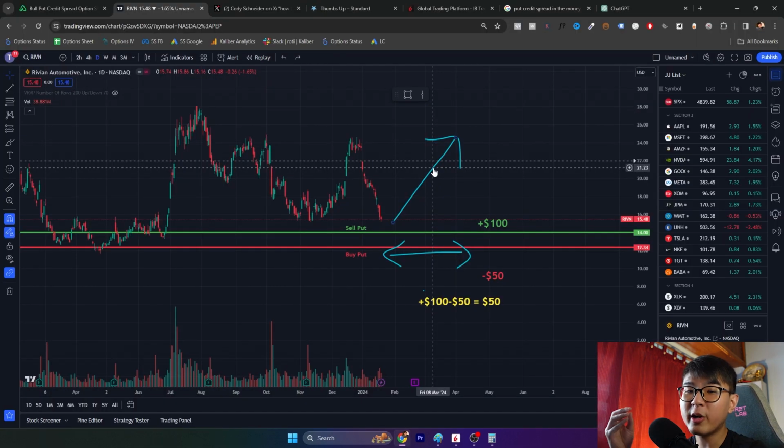From my experience in trading credit spreads, I'll recommend people to set a hard stop, okay? You must tell yourself, okay, if I lose this X amount of money, I need to exit the trade immediately.